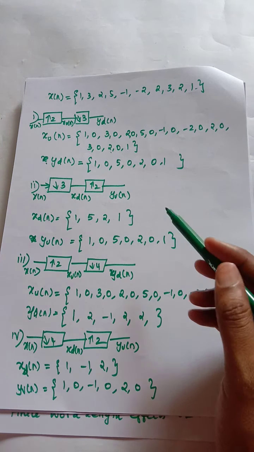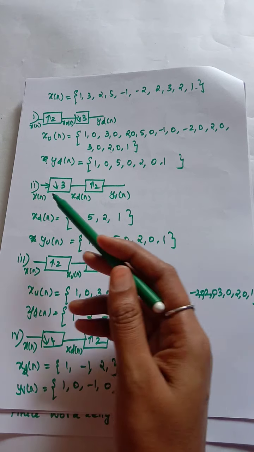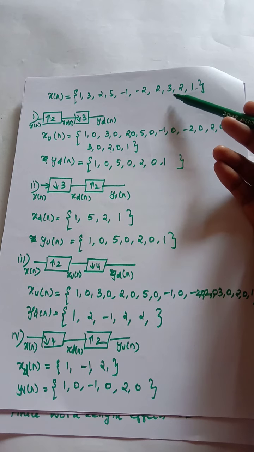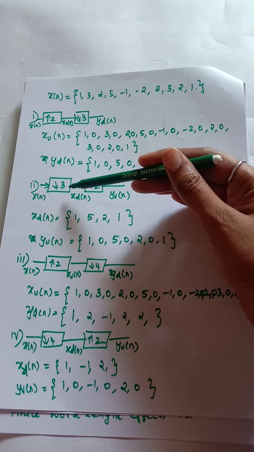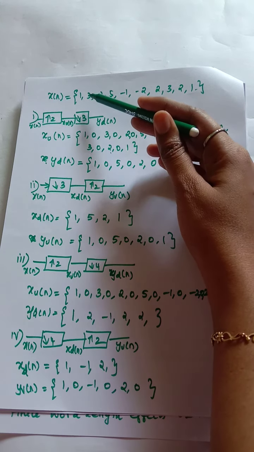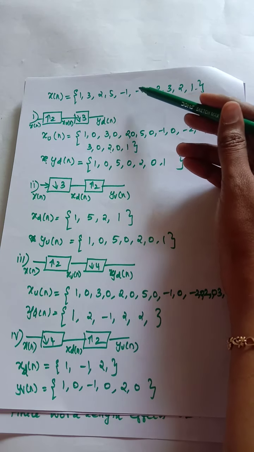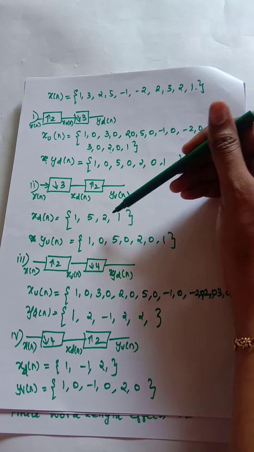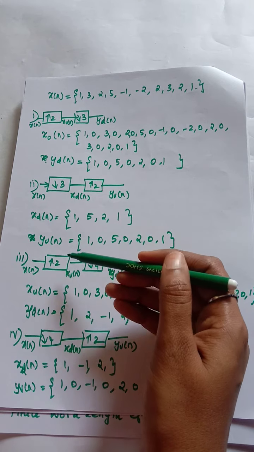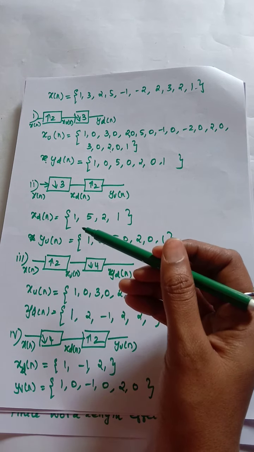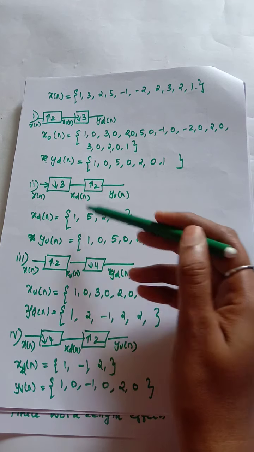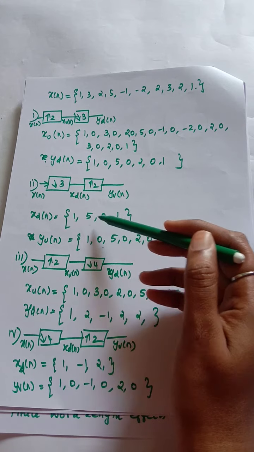The same concept here: I have done a decimator and an interpolator. I have done the decimator by a factor of 3, meaning we are going to discard 2 samples. So 1, I have discarded 3, 2, so 5, minus 1, minus 2 I have discarded, so it is 2, then I have discarded 3, 2, then I got 1. Then I am going to increase the sampling rate by a factor of 2. Increasing the sampling rate by a factor of 2 means inserting 1 zero. So here in between I have inserted 1 zero.